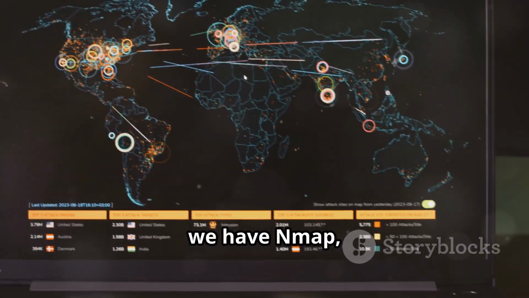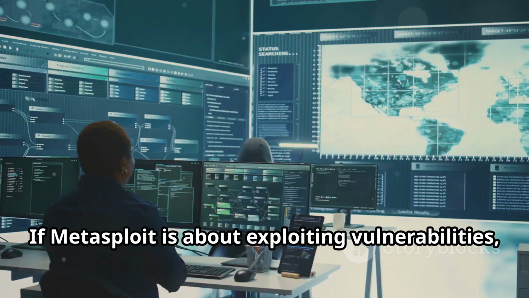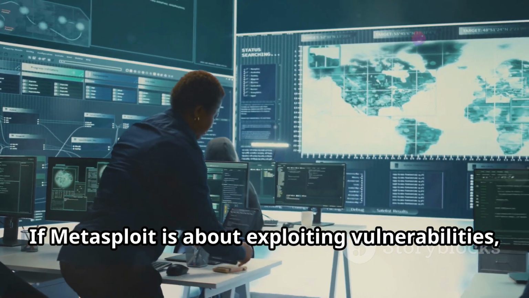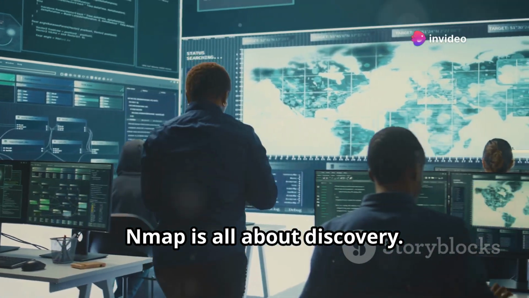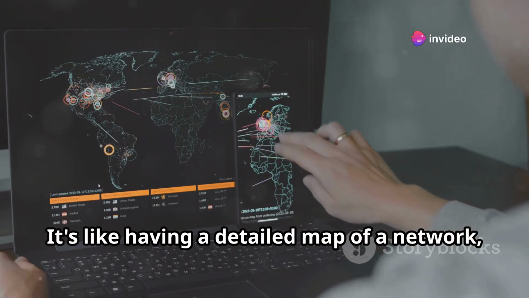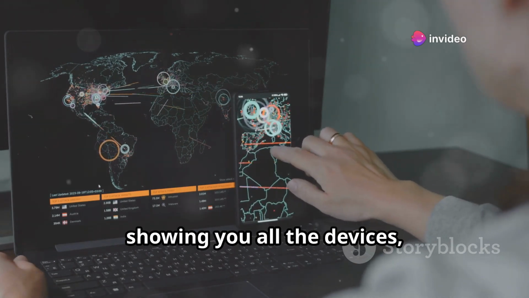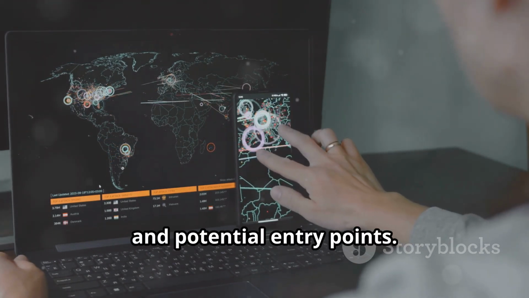Next, we have Nmap, which stands for Network Mapper. If Metasploit is about exploiting vulnerabilities, Nmap is all about discovery. It's like having a detailed map of a network, showing you all the devices, services, and potential entry points.